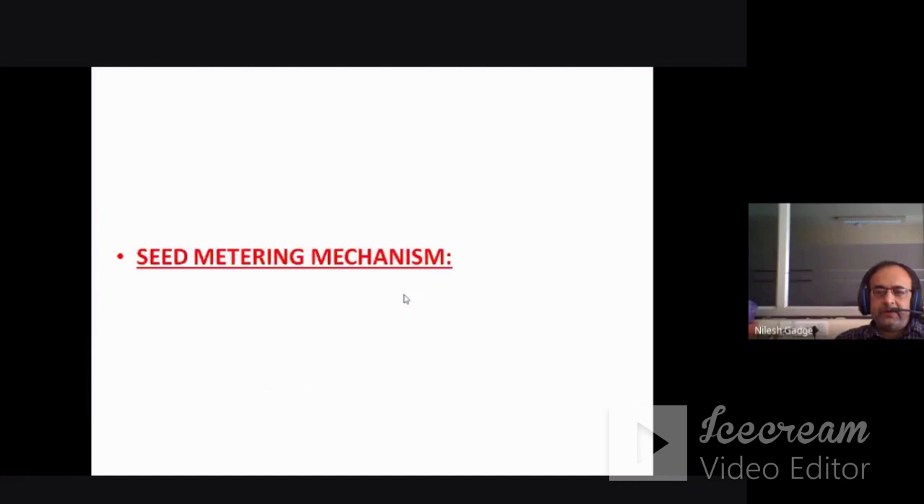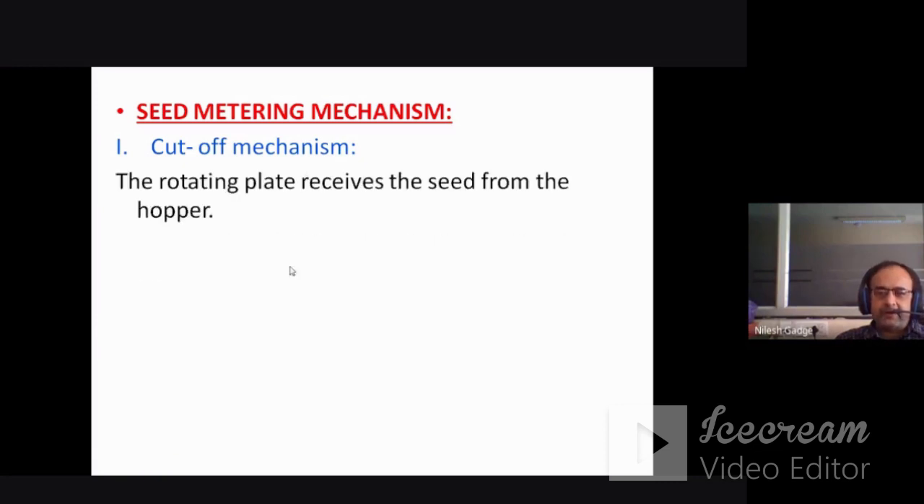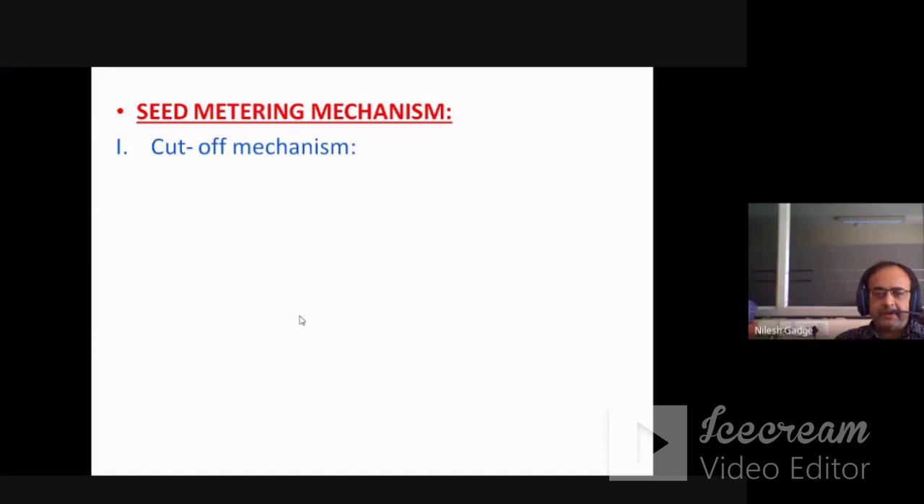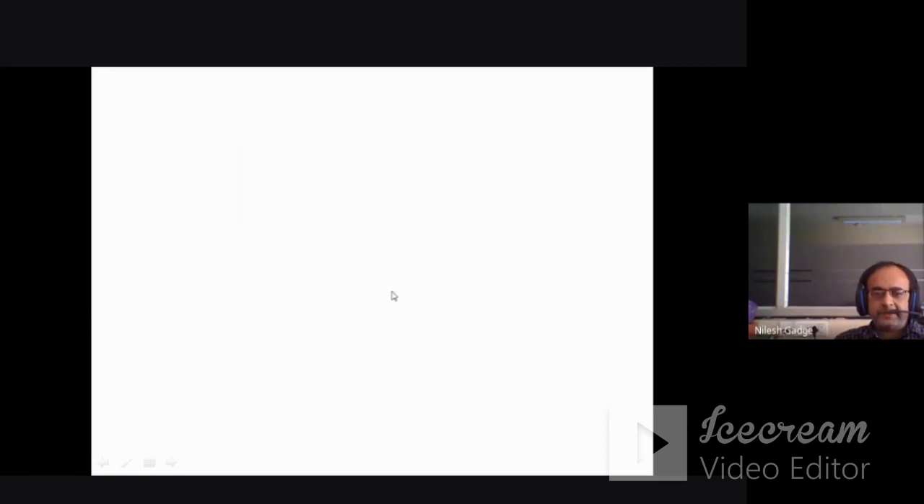Now we have seen what the seed metering mechanism is, but the cutoff mechanism is there in that. I will show you the figures of this cutoff mechanism. What is the function of the cutoff mechanism? The rotating plate receives the seed from the hopper. See, this is the plate which is getting seed from this hopper. Now what happens after that?